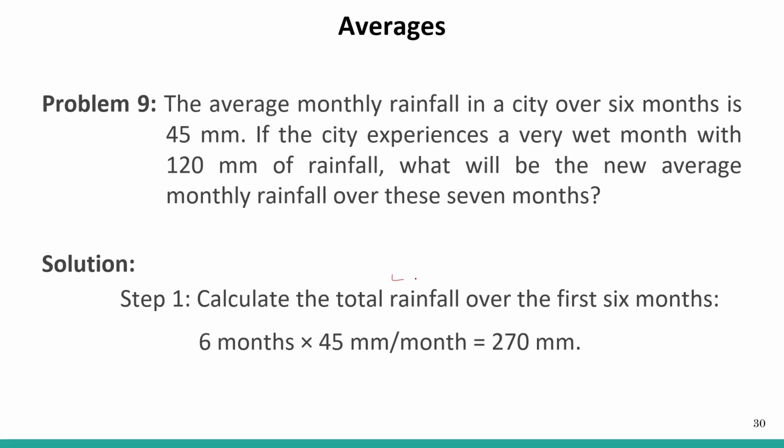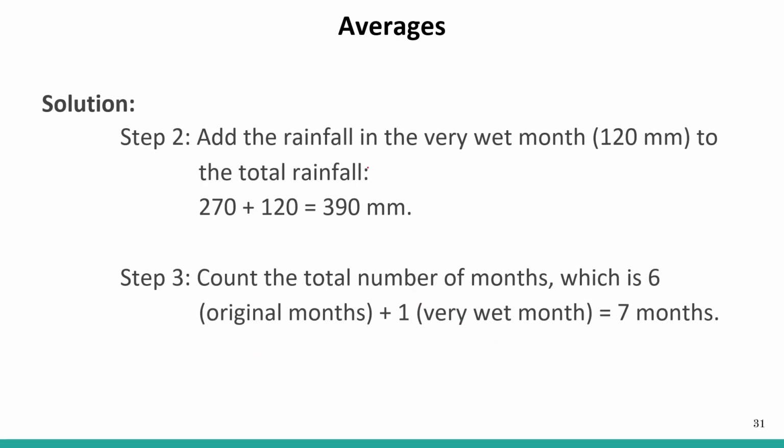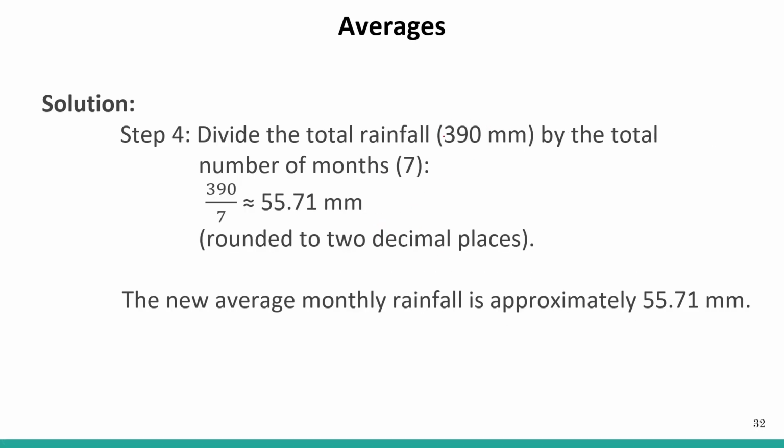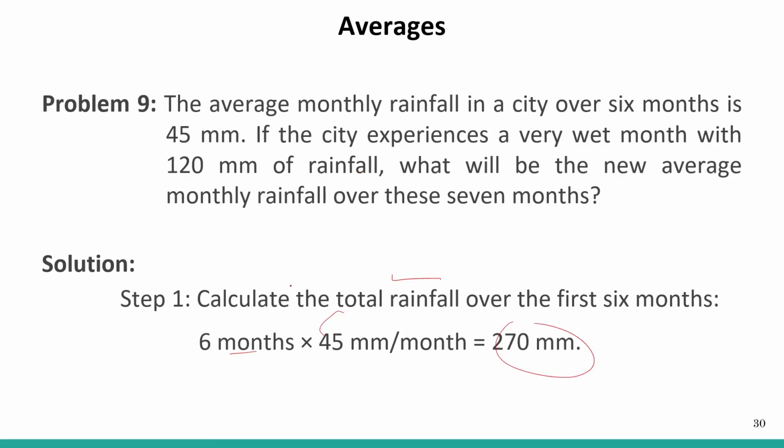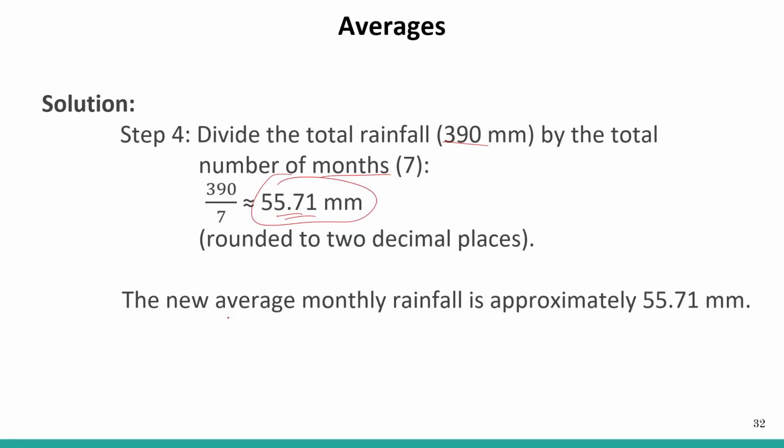So let's see. Calculating the total rainfall, it will be 6 months into 45, that is equal to 270 millimeter. So the additional rainfall in the wet month will be 120, so the total cumulative becomes 390 millimeter. The total number of months is 6 plus 1 is equal to 7 months, right? So dividing the total rainfall by the total number of months to get the average rainfall, that is equal to 55.71 millimeter. So the new average monthly rainfall is approximately 55.7 millimeter.